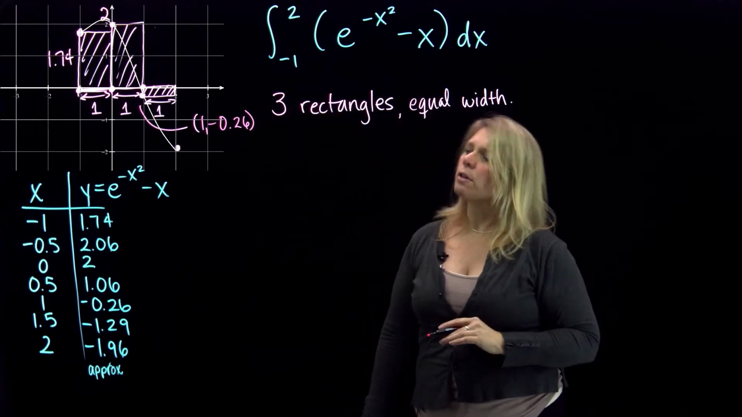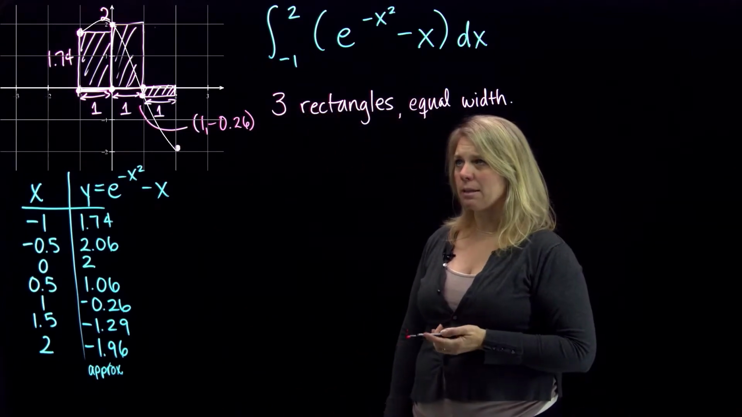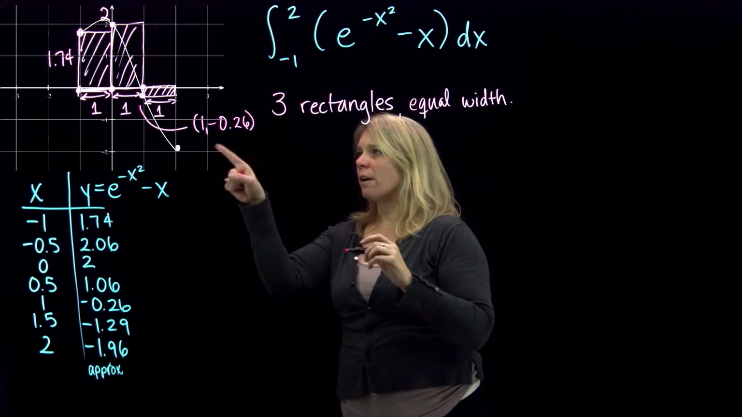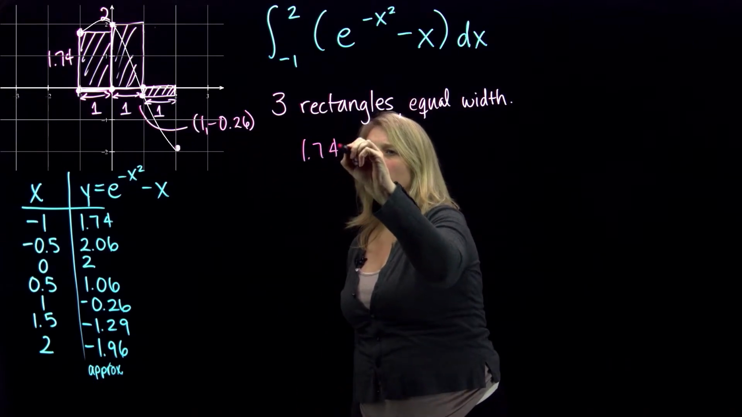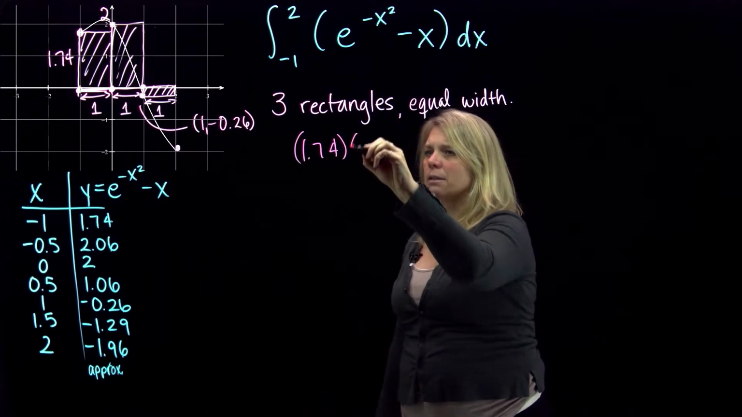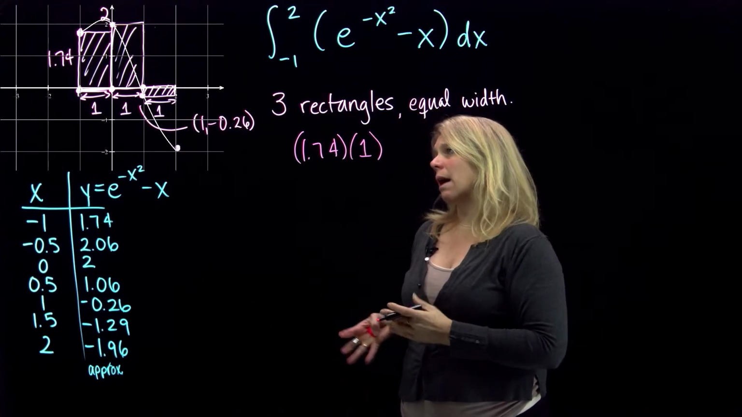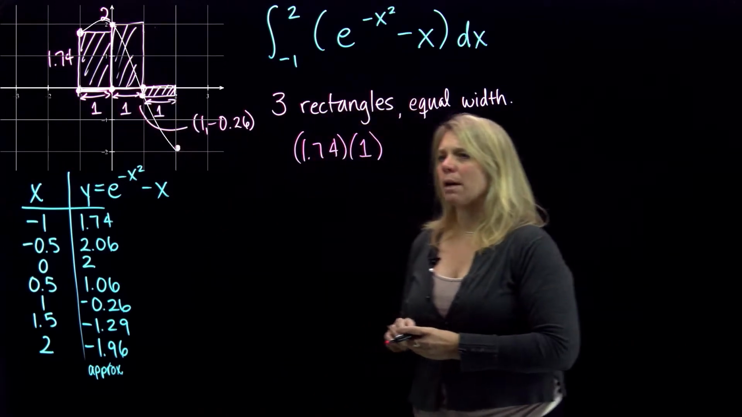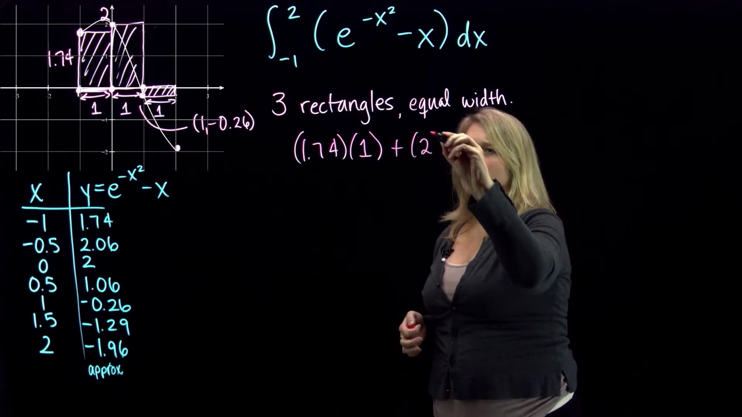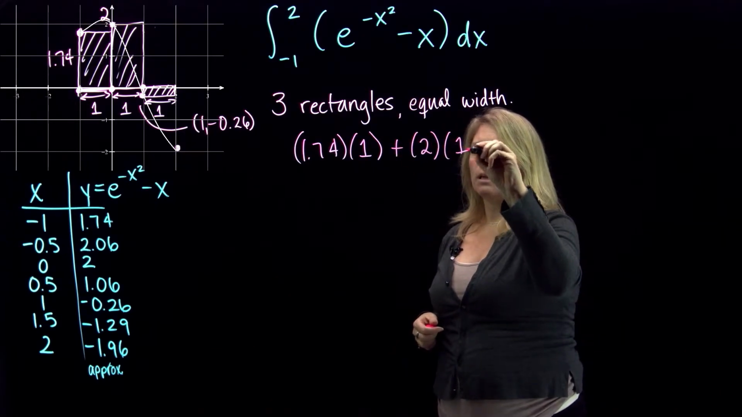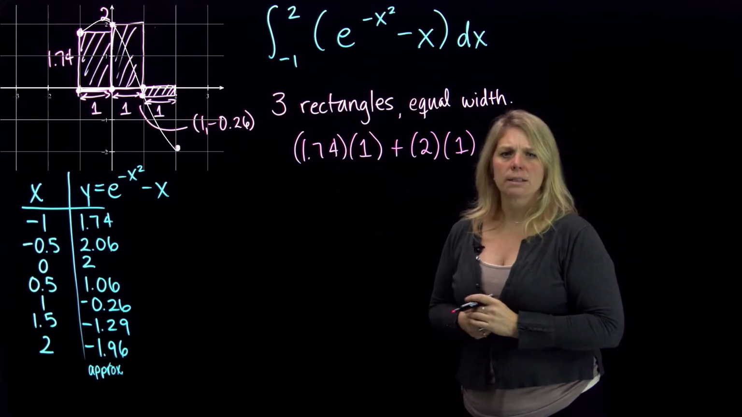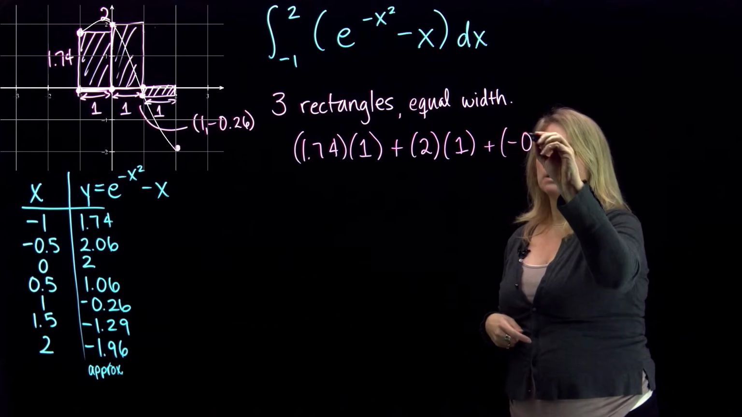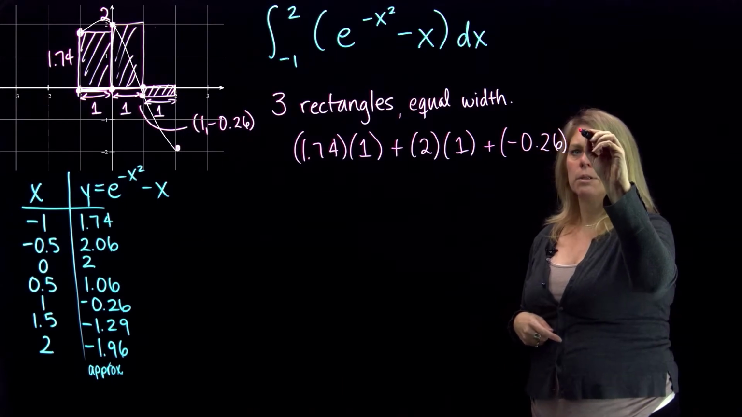Okay, so for this first approximation here, I'm just basically doing a Riemann sum, 3 rectangles of equal width. I'm going to form my products. Function output, 1.74, times the width, times the delta x, which would be 1. And I'm just going to multiply those. This represents the actual area of this first rectangle. And then the same for my second rectangle. Function output, or height, is 2, times width is 1. And then for the third rectangle, it's not actually area because I have a negative y value. It's signed area. But we're just taking function output times width.